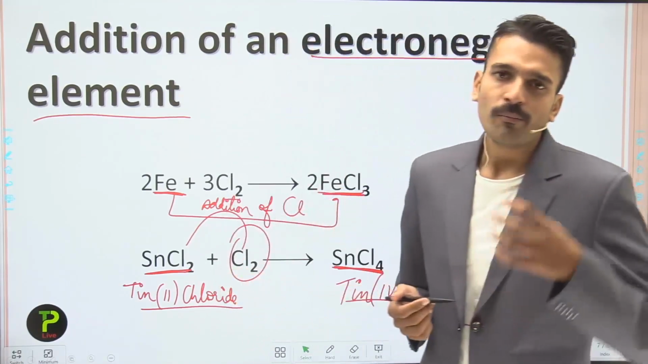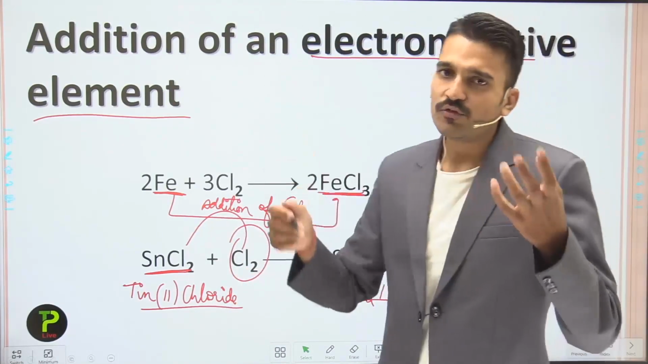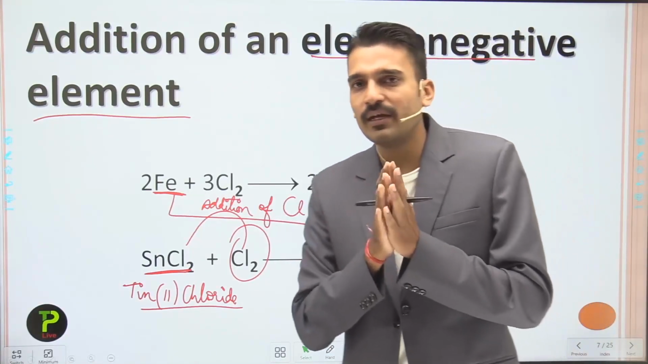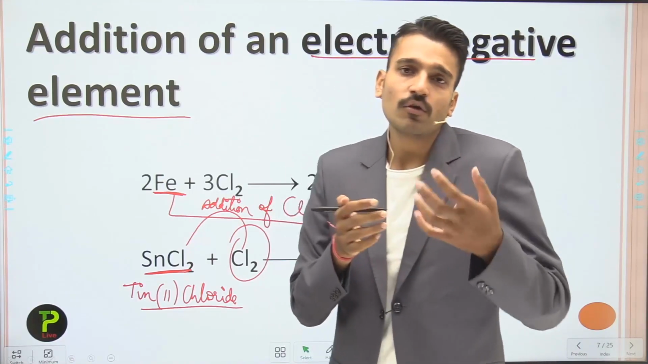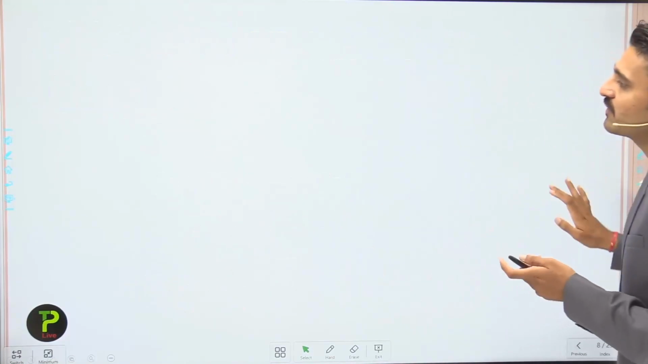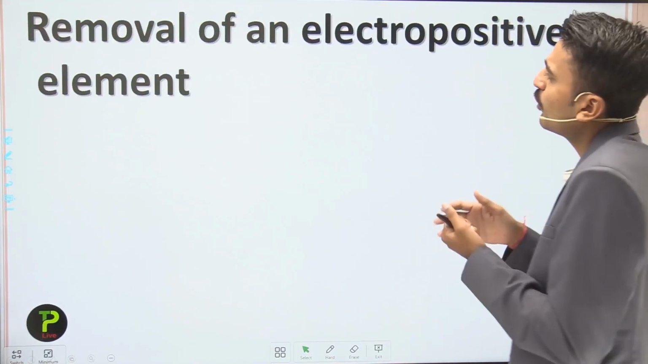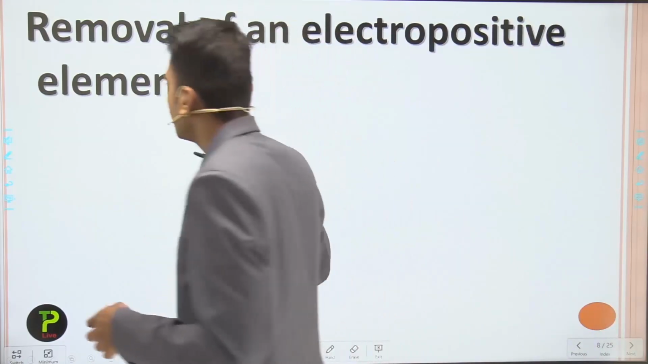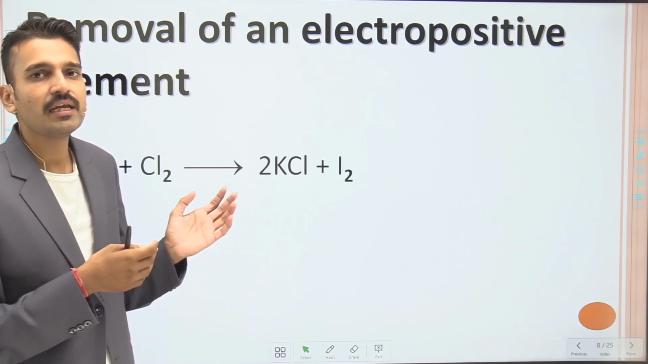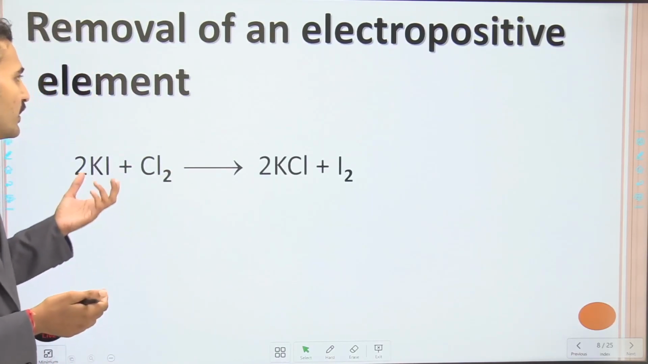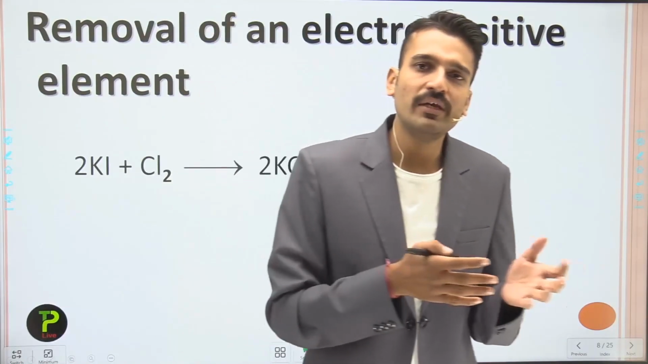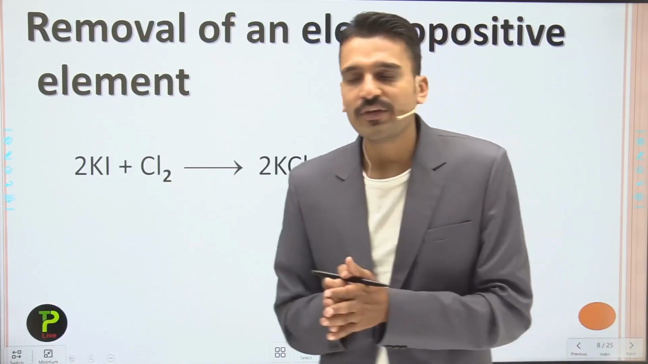So now moving to the electropositive element: if in oxidation reactions addition of an electronegative element takes place, there must also be the removal of electropositive elements. So let us see that example also, that is the removal of an electropositive element. Just the same case as when oxygen is not present in a reaction, we have to deal with the elements. The elements can either be electronegative or electropositive in nature.